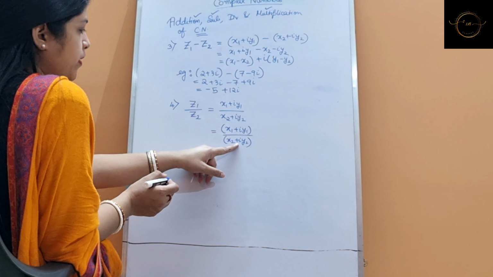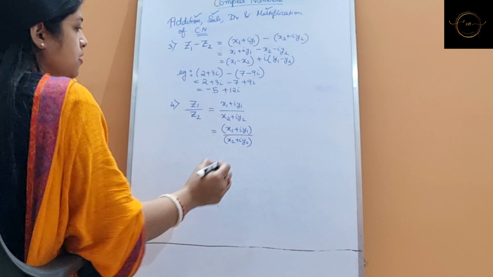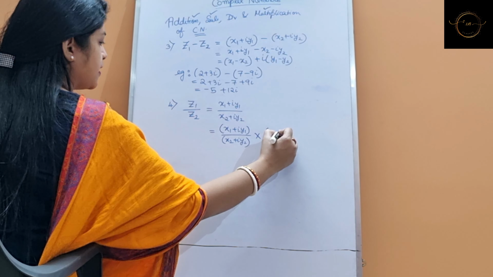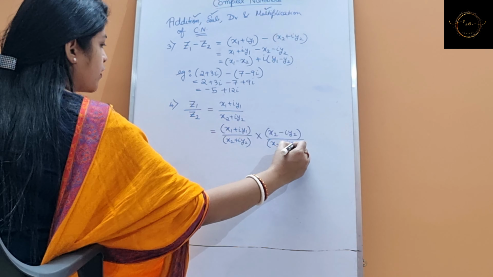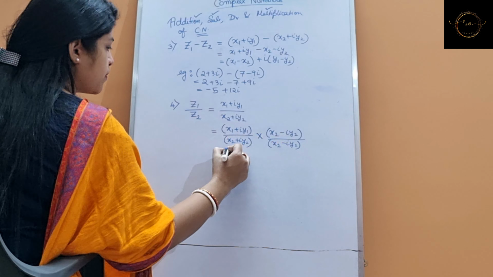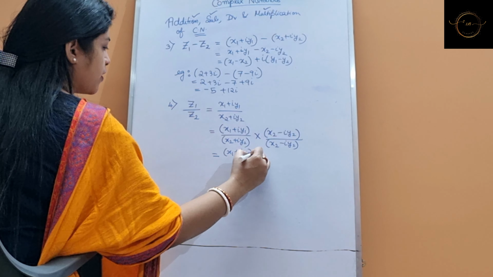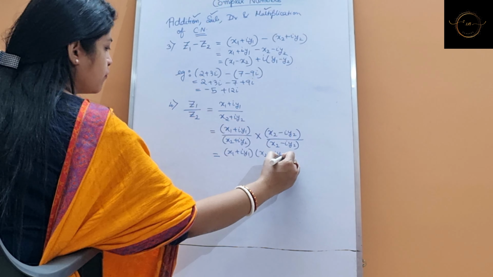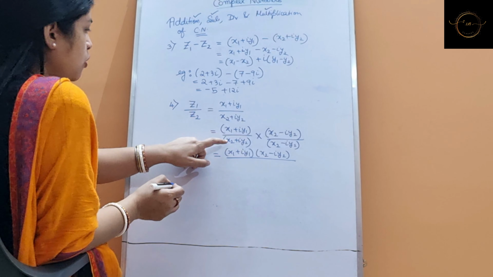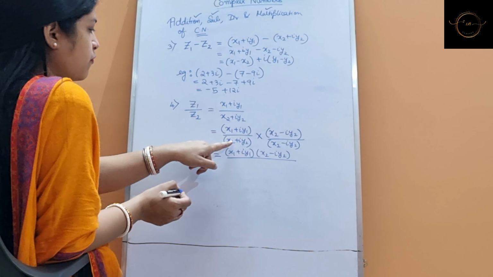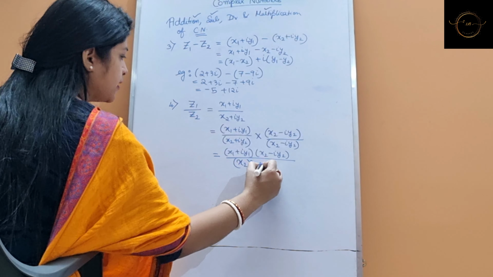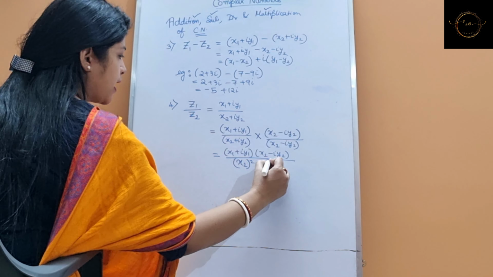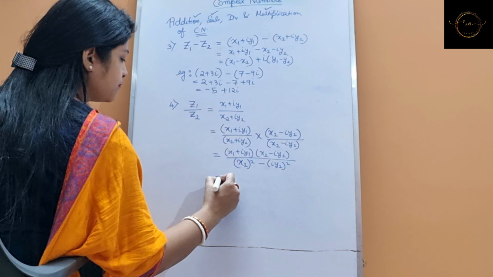Conjugate means here in the denominator it's a plus sign in between these two numbers. We will multiply with the negative sign in between the two numbers, divided by x2 minus i y2. So this will be equal to this part into this part, x1 plus i y1 into x2 minus i y2, divided by, look, x2 whole square. This is in the form a plus b into a minus b, so it can be written as a square minus b square, that is x2 whole square minus of i y2 whole square.